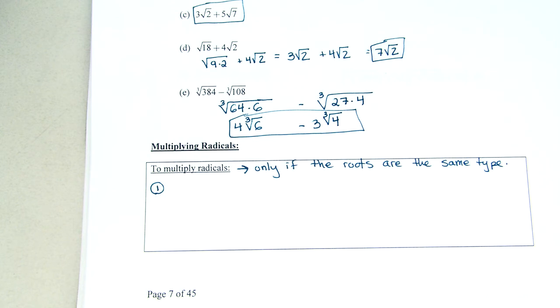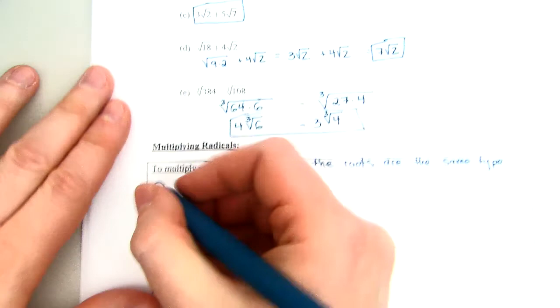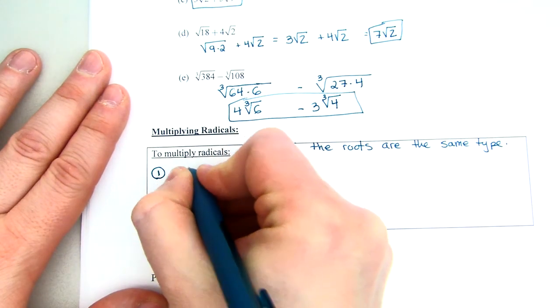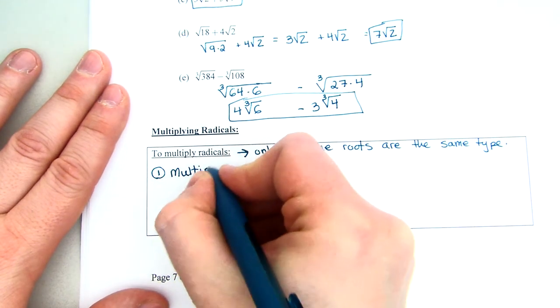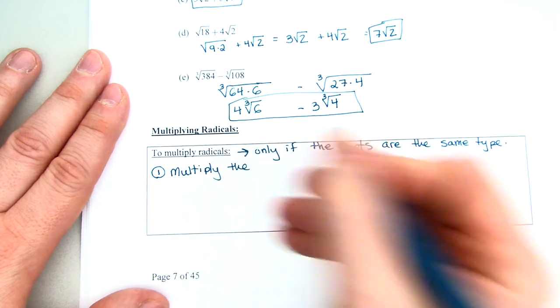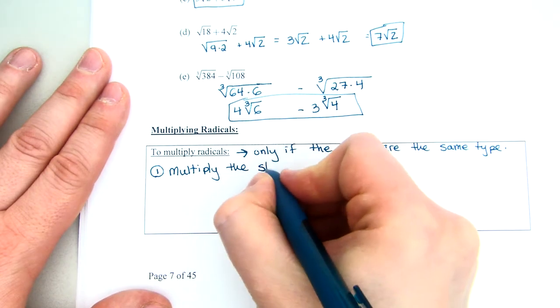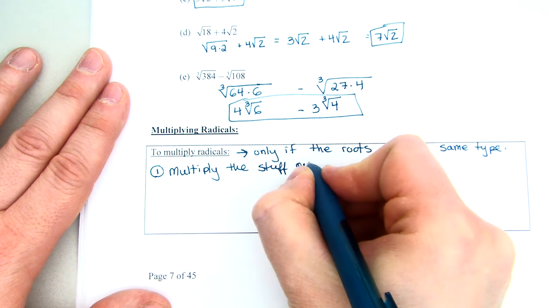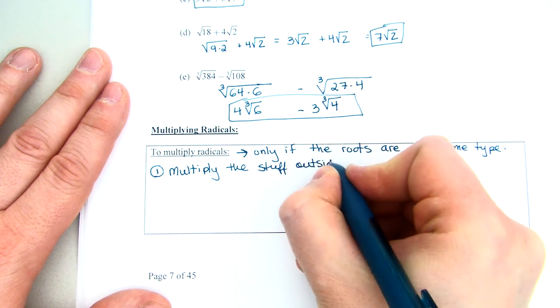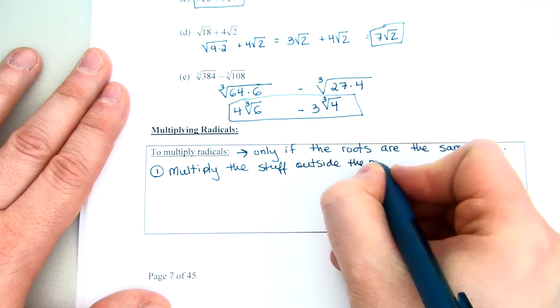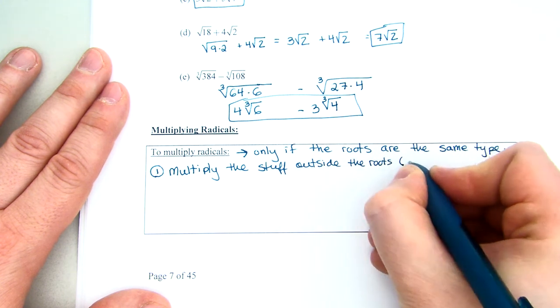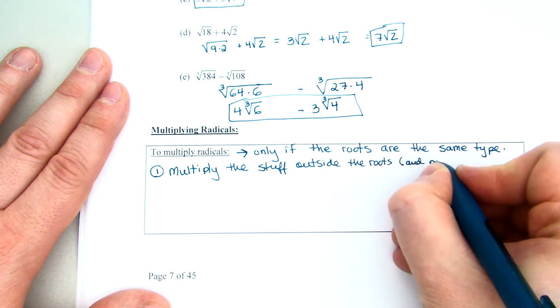I think I'm just going to give you the process, then we'll look at an example rather than the other way around. First thing we're going to do, if there's stuff outside the root, we'll multiply the stuff outside together, and we'll put the product on the outside. Step number 1, multiply the stuff outside the roots. And put the product on the outside.